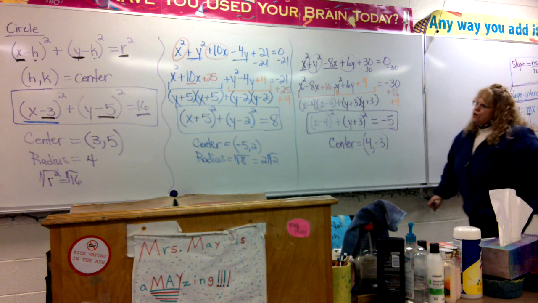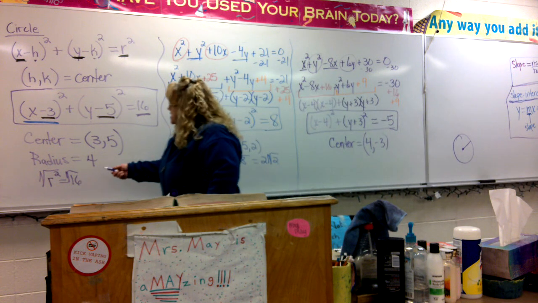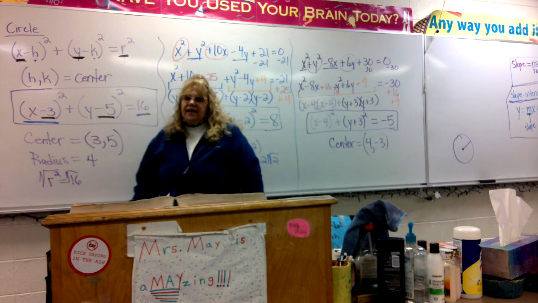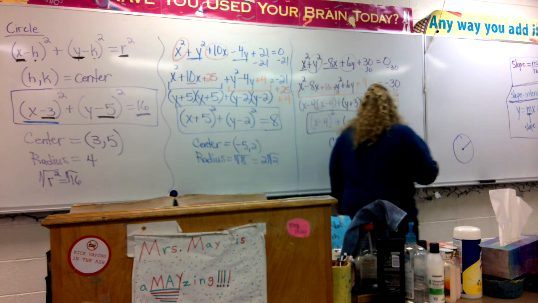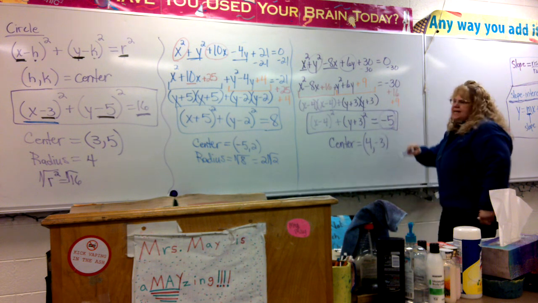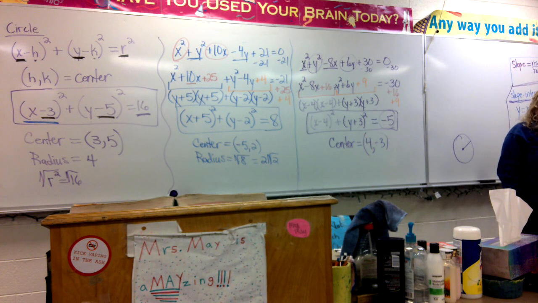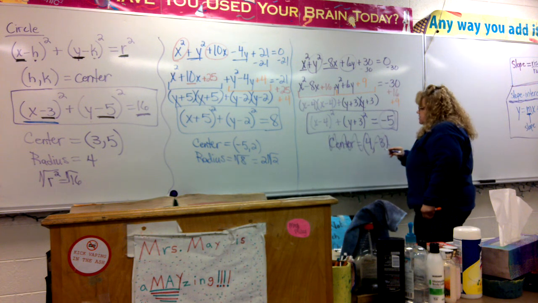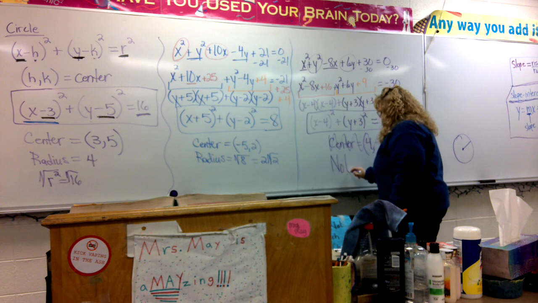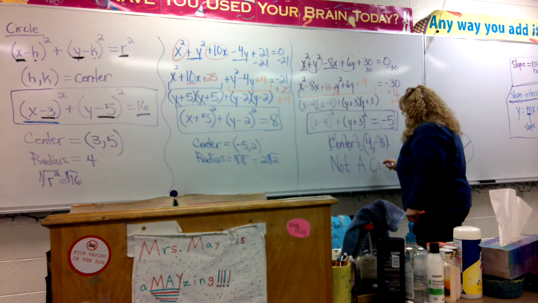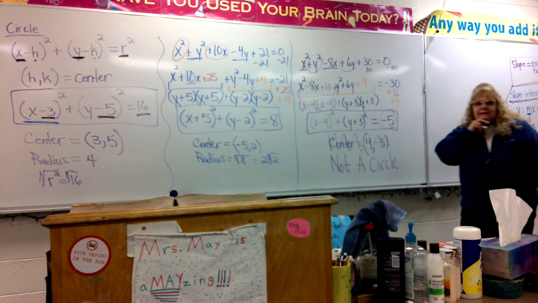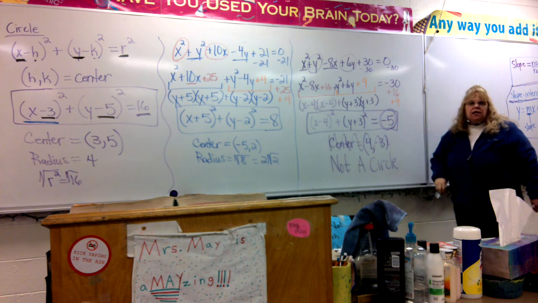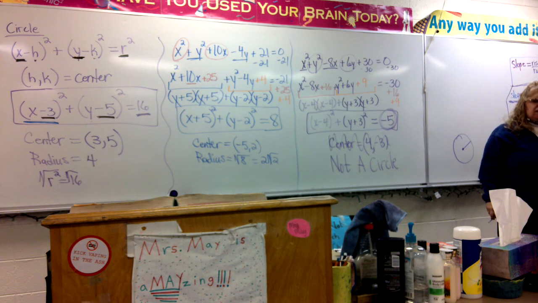What did we say over here when I asked you, do we have to take the positive and the negative? You said no, because you can't have a negative radius. So if that happens, you don't really need to give the center. This thing is not a circle. If you end up with something over here that's not a positive number, it's not a circle. The radius has to be positive.